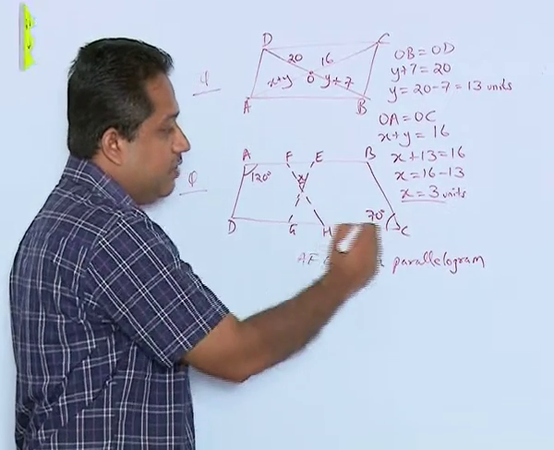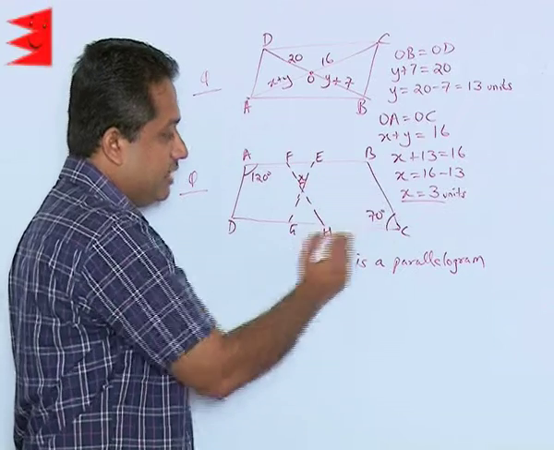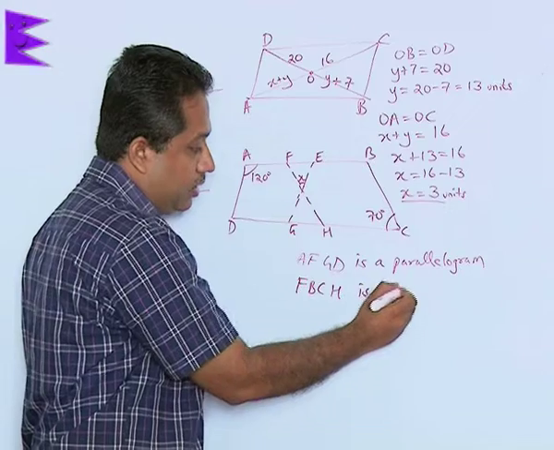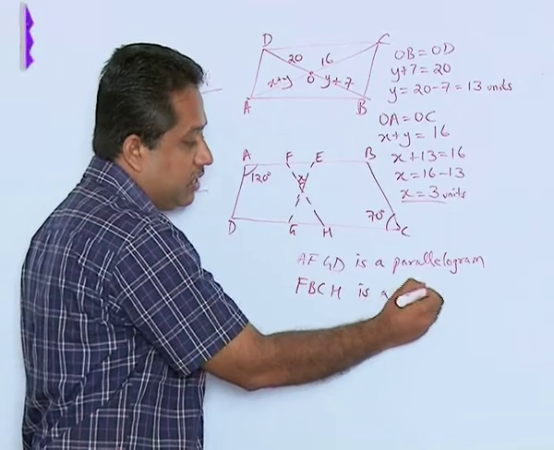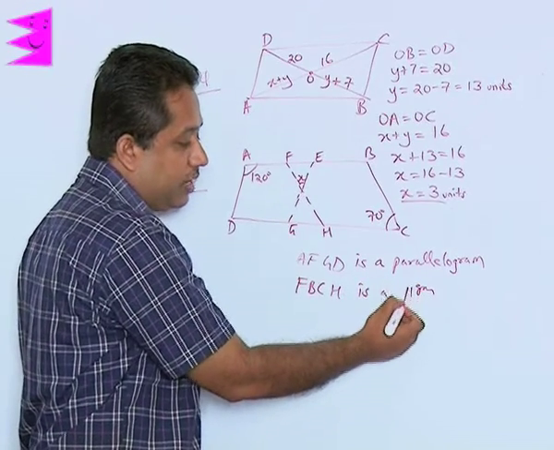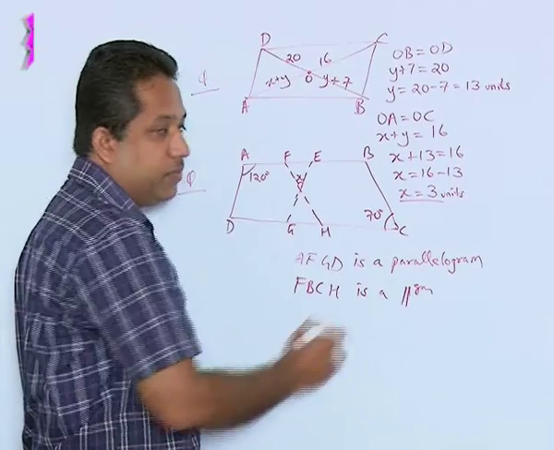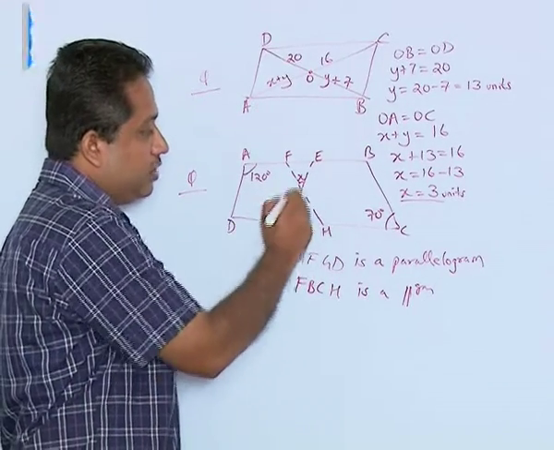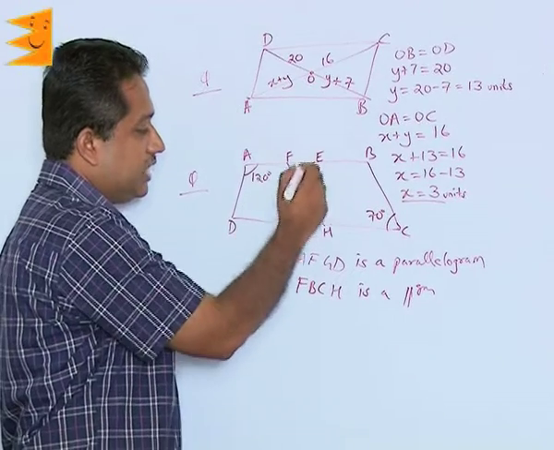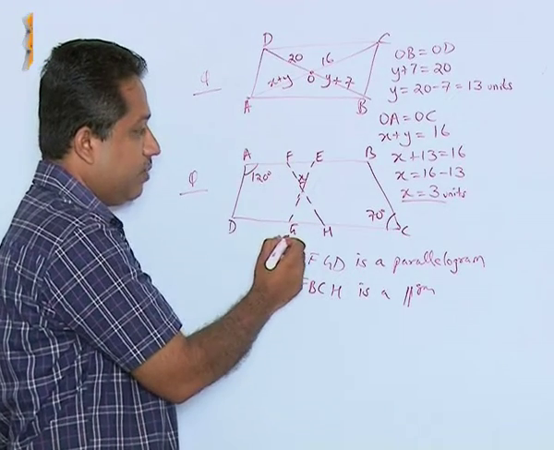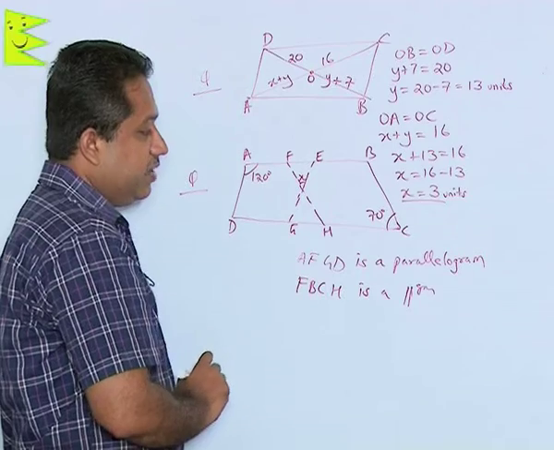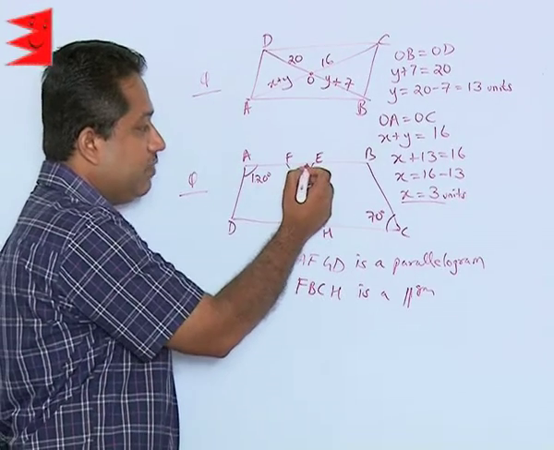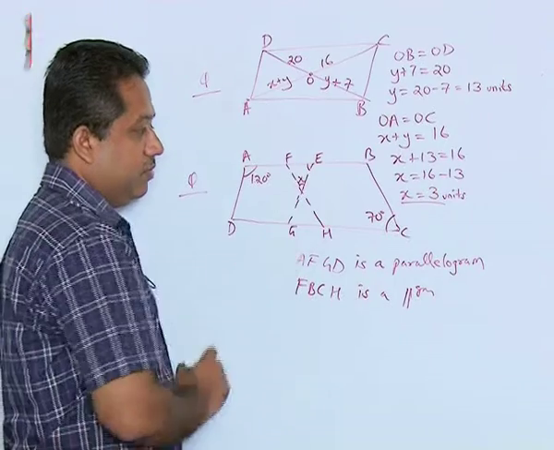And on this side we have observed that FBCH is also a parallelogram, and this is the short form of parallelogram. We can put two parallel lines and write it, which is the parallelogram symbol. Now, using the properties of a parallelogram, first case, in this parallelogram, this angle A is given to us as 120 degrees. If angle A is 120, we can find out angle E.